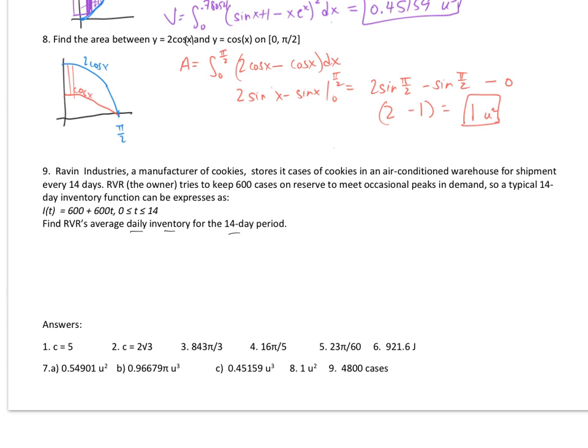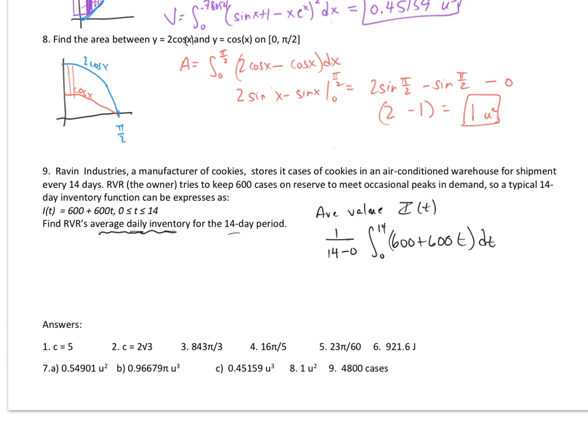Well, this is just an average value problem. So we've got an average daily inventory is what we're finding. So we need to take the average value of our I of t function. In this case, we end up with 1 over 14 minus 0, the 14-day period, times the integral from 0 to 14 of 600 plus 600t dt.